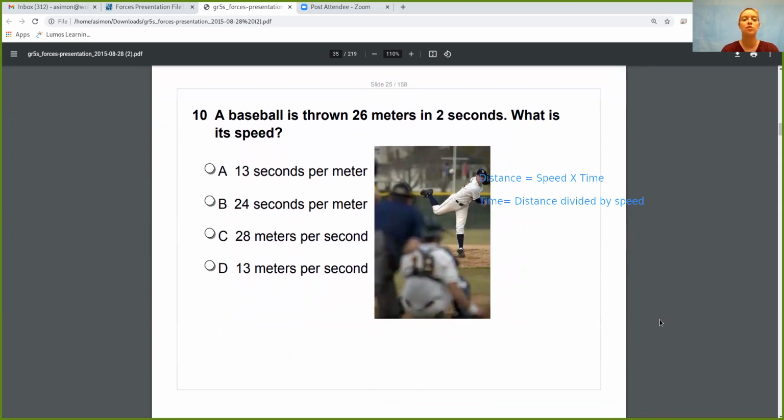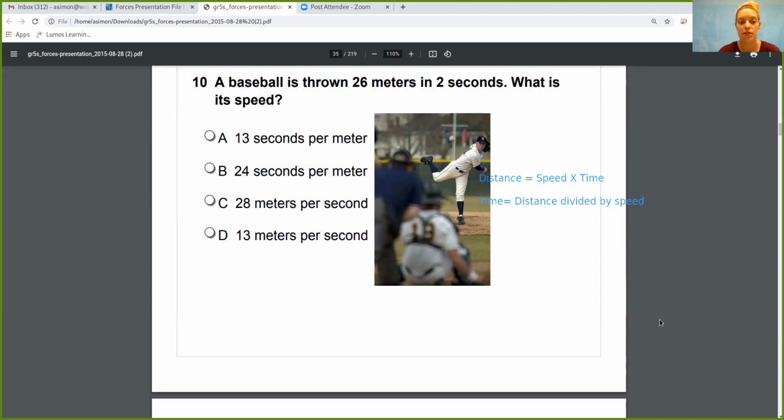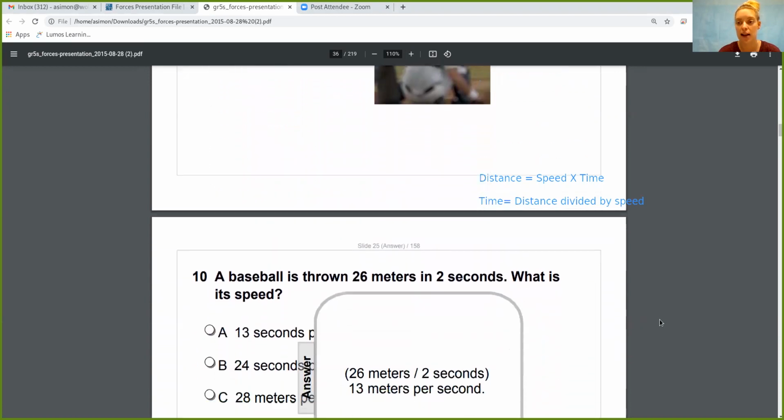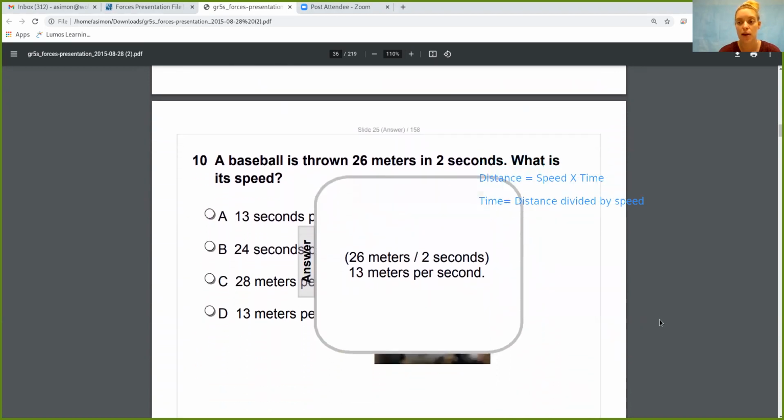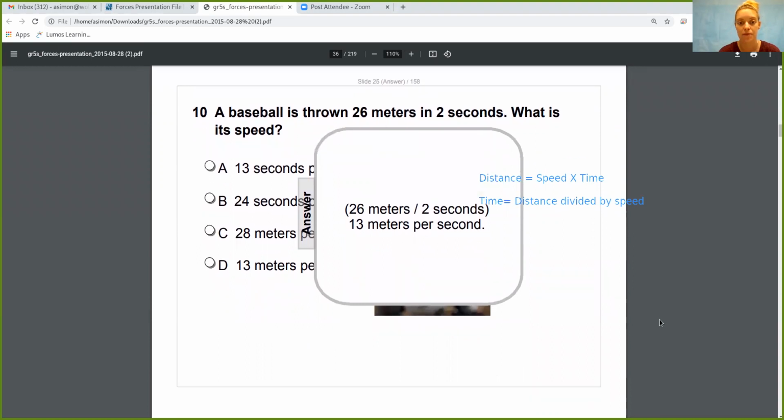A baseball is thrown 26 meters in 2 seconds. What is its speed? So I have a distance of 26 meters and a time of 2 seconds. So 26 divided by 2 is going to give me, you should have said D, 13 meters per second. Again, distance unit per the time unit.